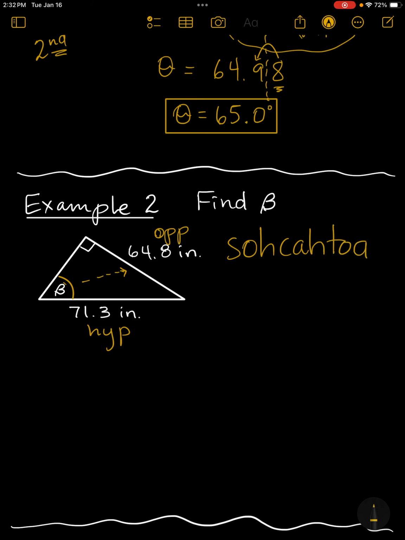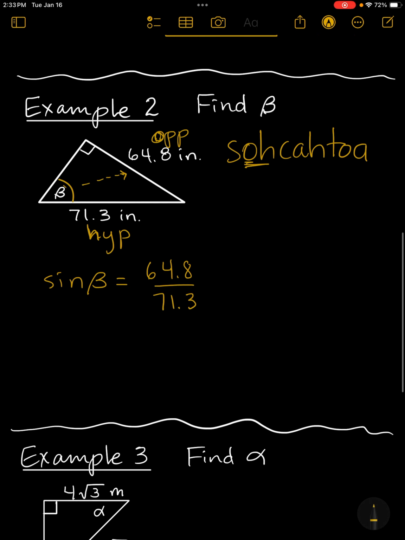So opposite and hypotenuse belong to the sine function. So sine of beta, another Greek letter, opposite goes on top. And again, we're doing the inverse of both sides.